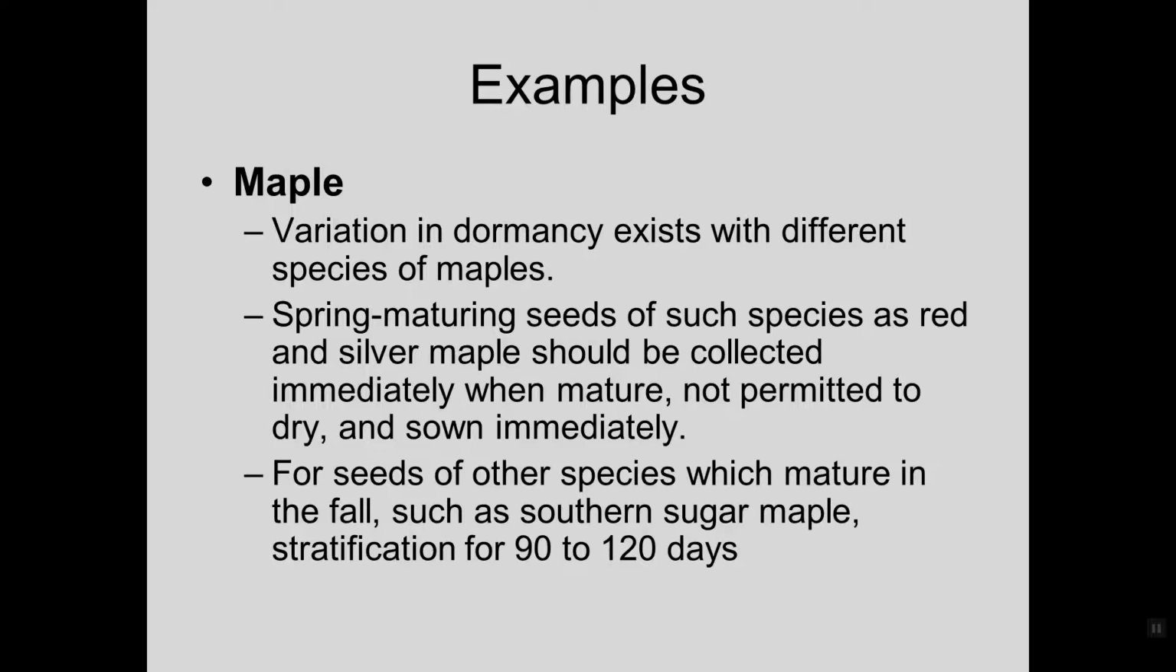Maples, there's a variation in dormancy because there are so many different maple species. We only have a few around here. Big leaf maple is one of them. Spring maturing seeds of things like red and silver maple can be collected immediately and planted.